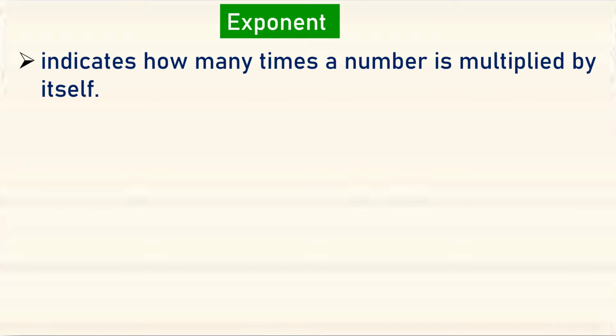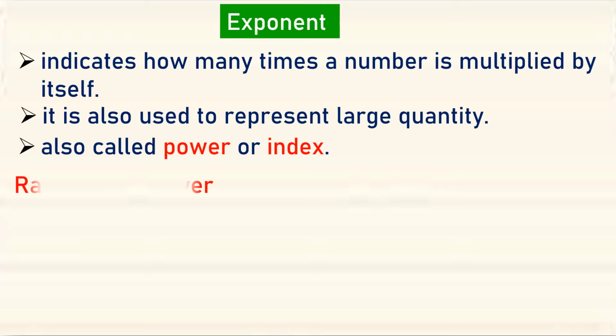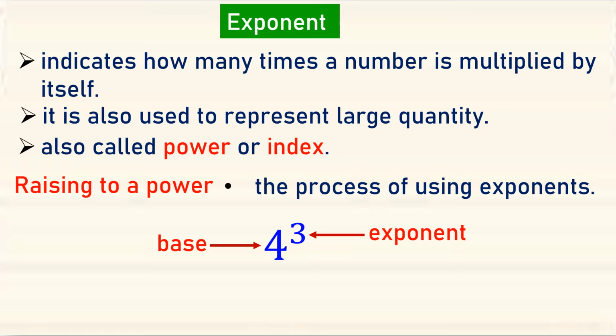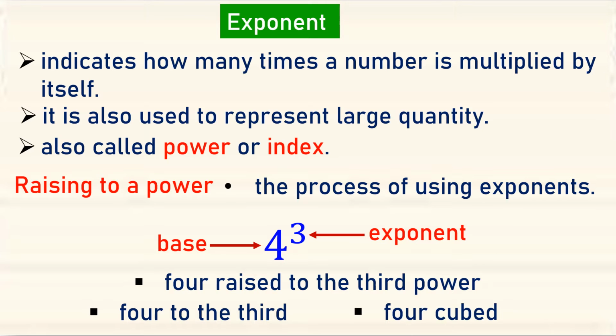What is an exponent? An exponent indicates how many times a number is multiplied by itself. It is also used to represent a large quantity and is also called power or index. Raising to a power is the process of using exponents. In 4 to the third, 4 is the base, and 3 is the exponent. We can read this as 4 raised to the third power, or 4 to the third, or 4 cubed.